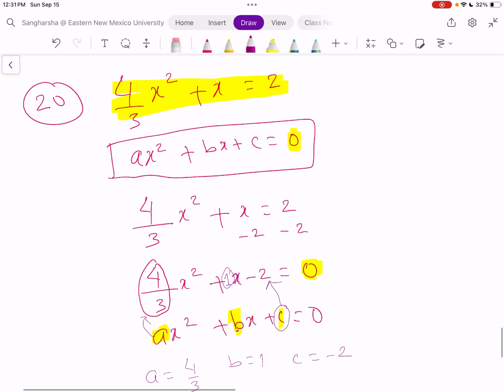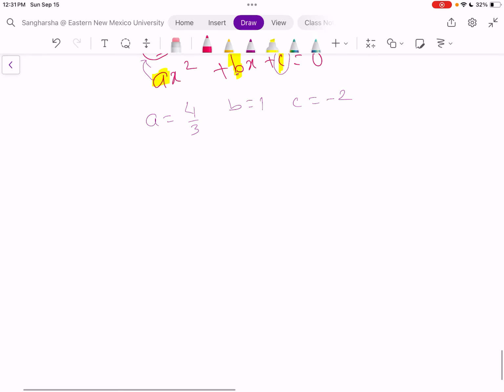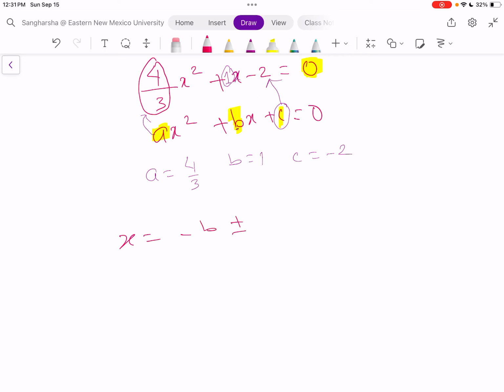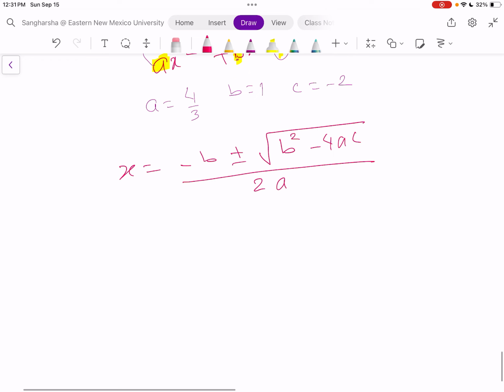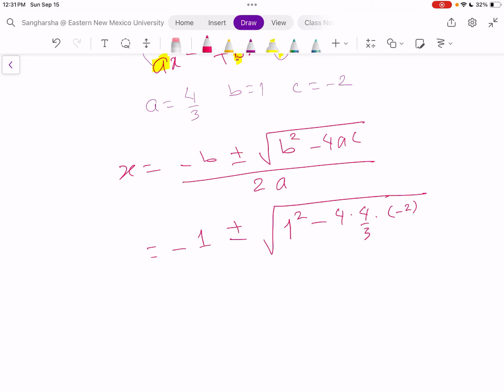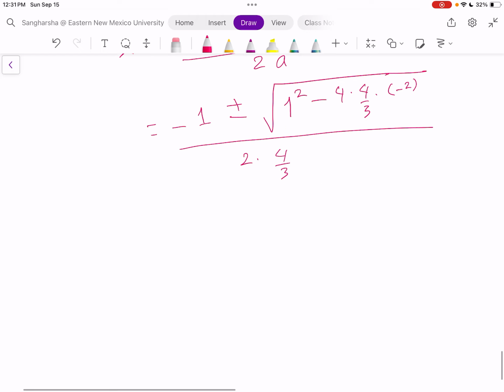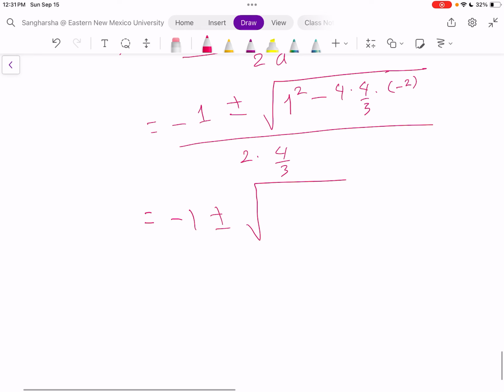Now once you have a, b, and c, you can substitute them in the quadratic formula. Our variable in the equation is x, so we have x equals negative b plus minus square root of b squared minus 4ac, divided by 2 times a. Now let's substitute. Our b is 1, so we have negative 1 plus or minus square root of 1 squared minus 4 times a, which is 4 over 3, times c, which is negative 2, divided by 2 times a, which is 4 over 3. So this is negative 1 plus minus square root of, 1 squared is 1. Now here negative 4 times positive 4 over 3 is negative 16 over 3. Negative 16 over 3 times negative 2 is positive 32 over 3.